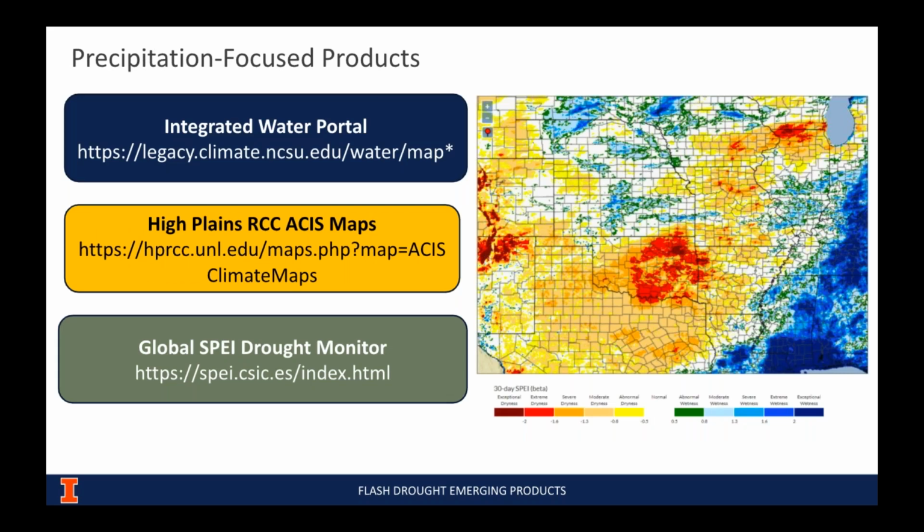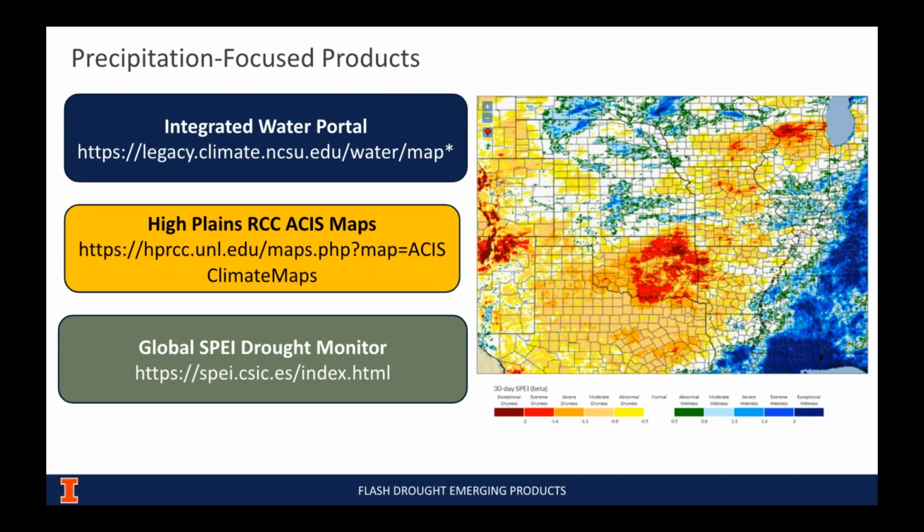Okay, good. All right, so precipitation focused products, and to this last point that I made, one of them that I'm picking out here is the Integrated Water Portal. Right now it's being hosted by the North Carolina State Climate Office. I should mention though that it's soon moving to the Southern Regional Climate Center, and so that'll be exciting to see that there in its new home. One of their products they have is a daily updated SPEI, that's Standardized Precipitation Evapotranspiration Index.